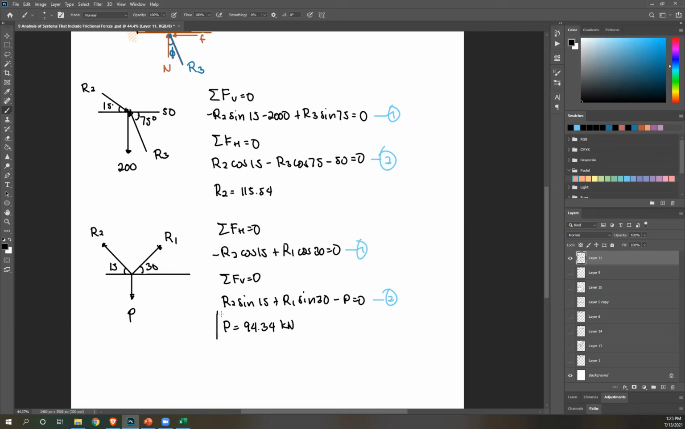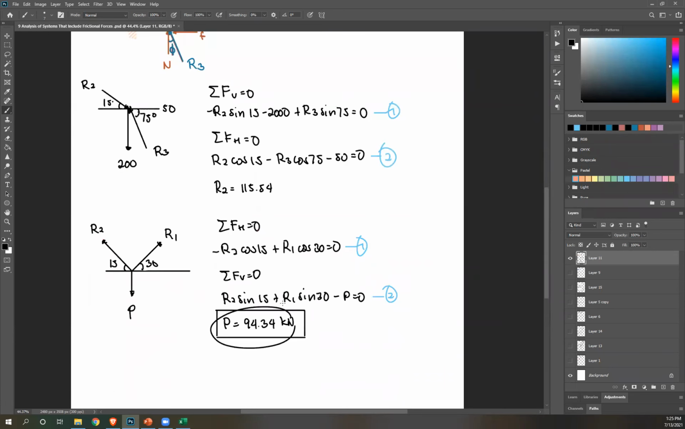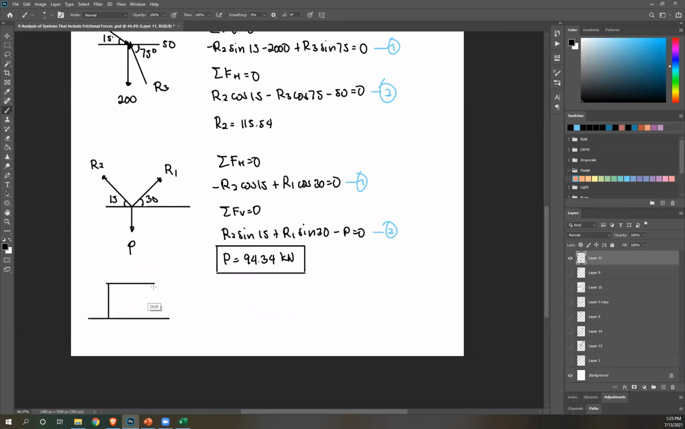And that's the answer. Now, to further this discussion, one of the reasons why we have wedges is to make things easier or to move blocks easier. As you can see here, if you have a wedge, I only need 94.34 kilonewtons to move my block to the right. Now, what if we don't have a wedge? Okay, now this is your block. Again, it has a weight of 200. There's a horizontal force here, 50. So let's solve what force F should I need to make this move to the right.